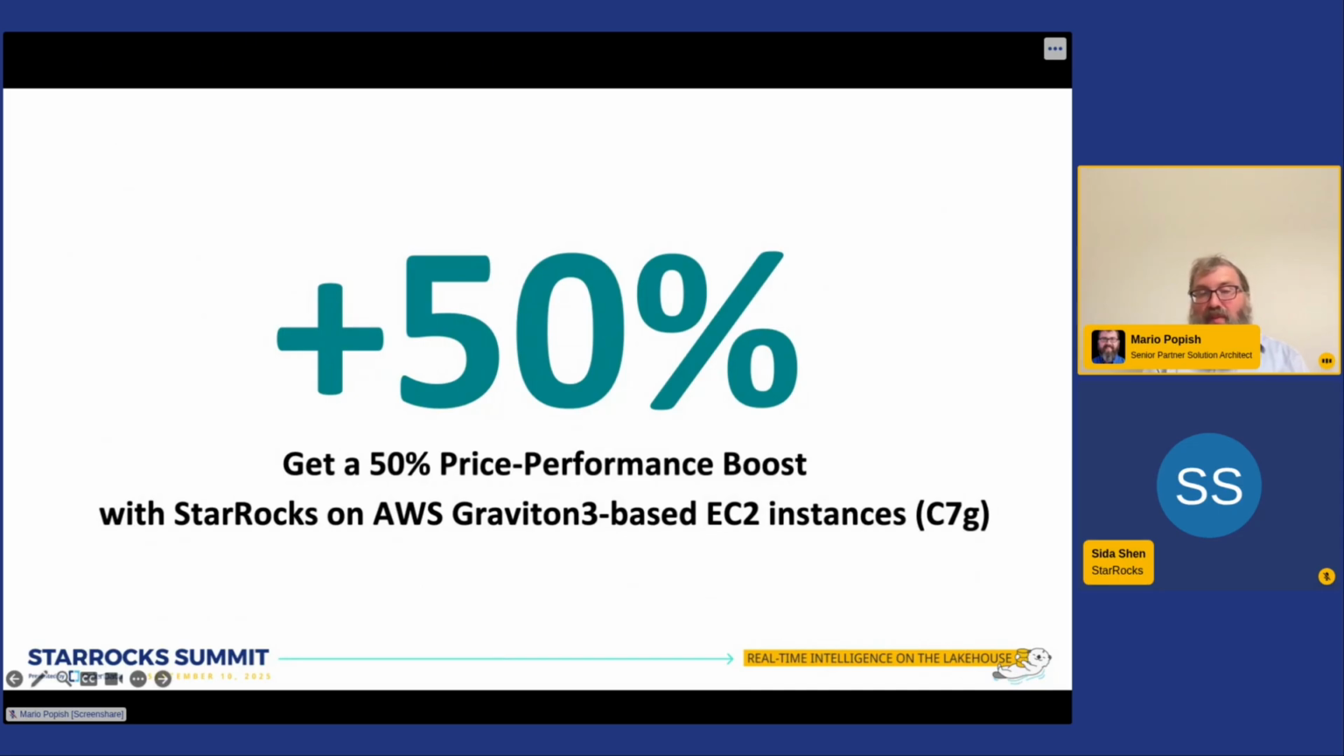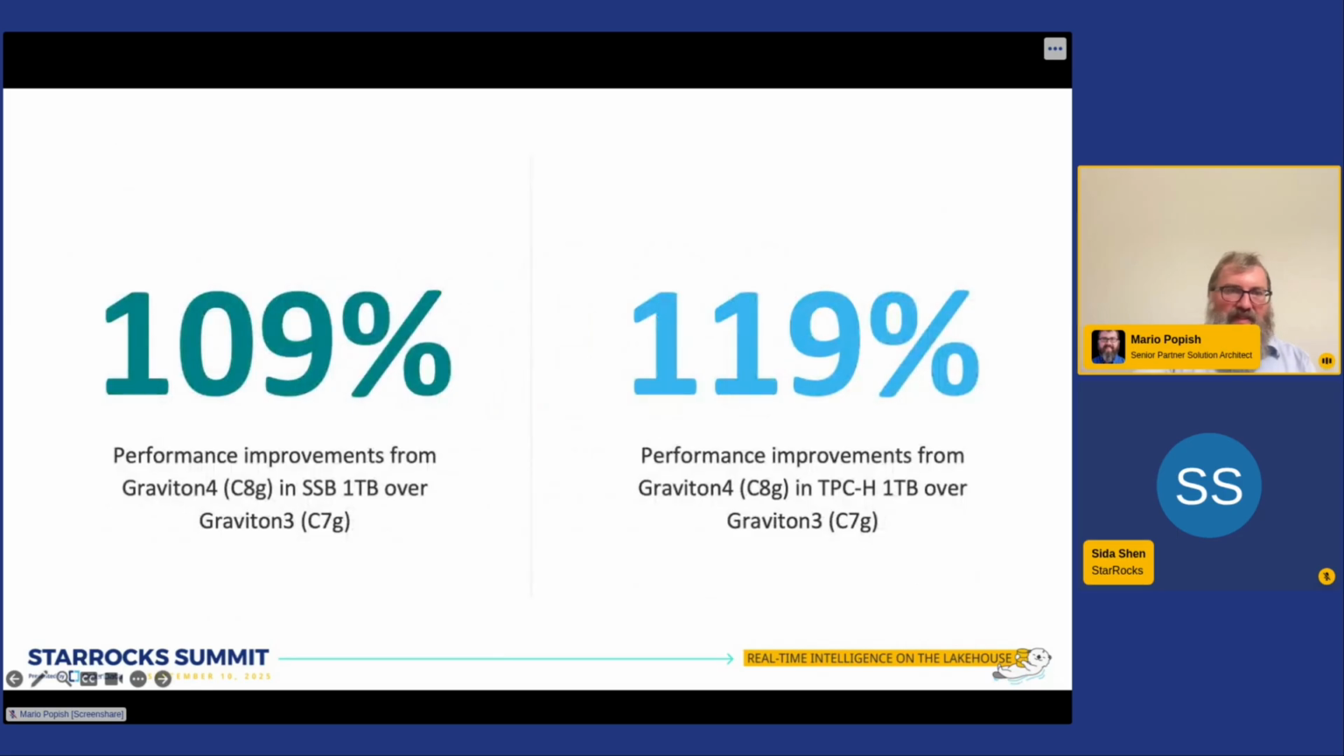showing average performance improvement of about 30%. Combining that with a 15% cost optimization for the instance is how we got to this 50%. It was actually 53% better. So we talked a little bit about Graviton 4, and these are fresh off the press numbers. So unpublished, but I wanted to share them with you since these are new performance increases.